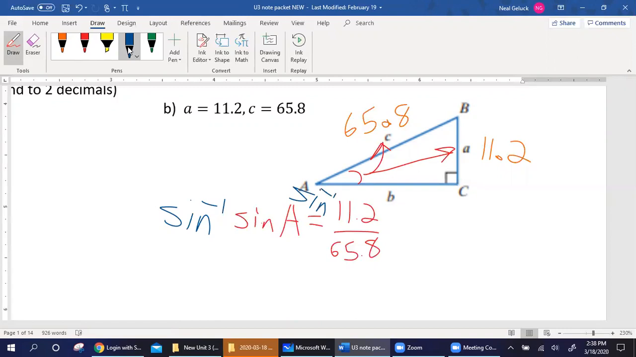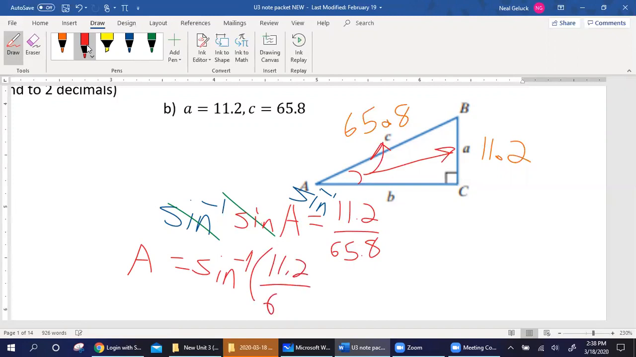So what I end up getting is on the left side, the inverse sine of sine, basically they go away. And that leaves me with angle A is the inverse sine, so that's the inverse symbol, of 11.2 over 65.8. And figure out how to put this into your calculator specifically. You should get about 9.8 degrees. So there's angle A.